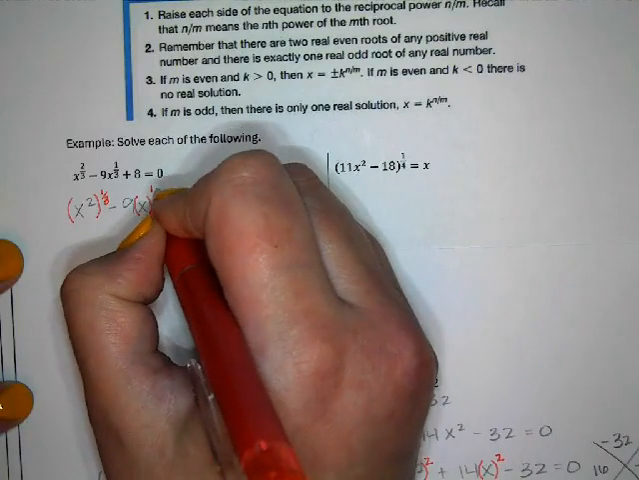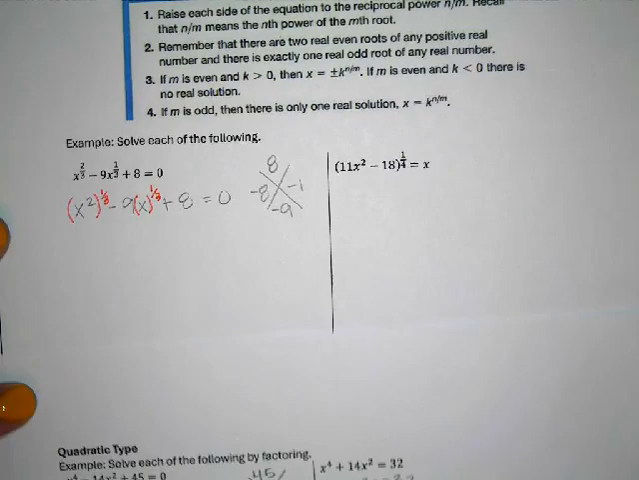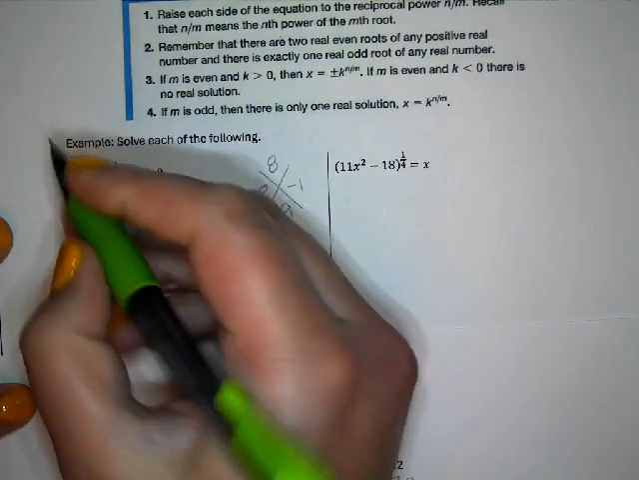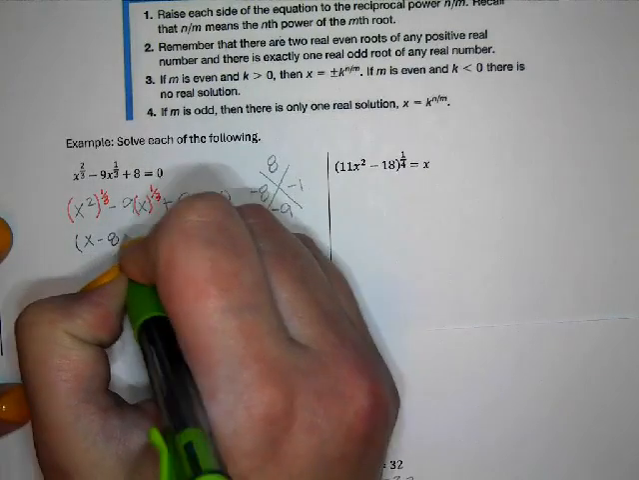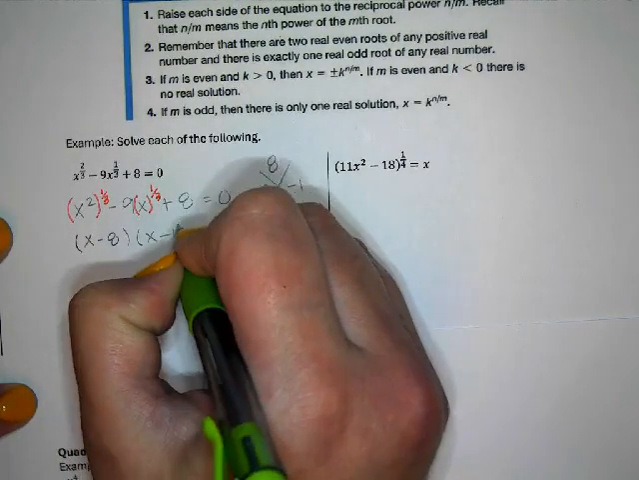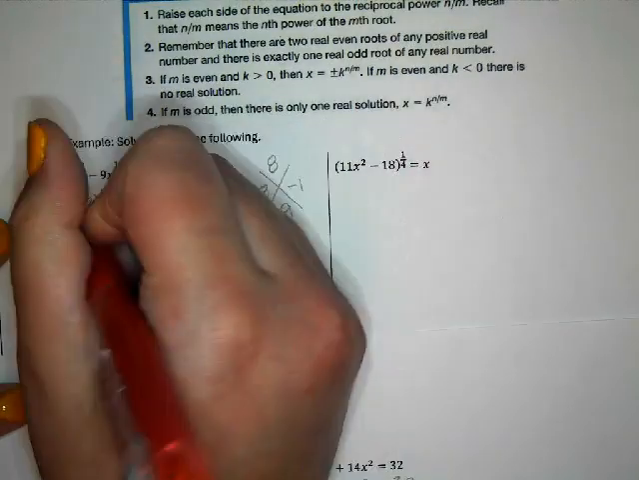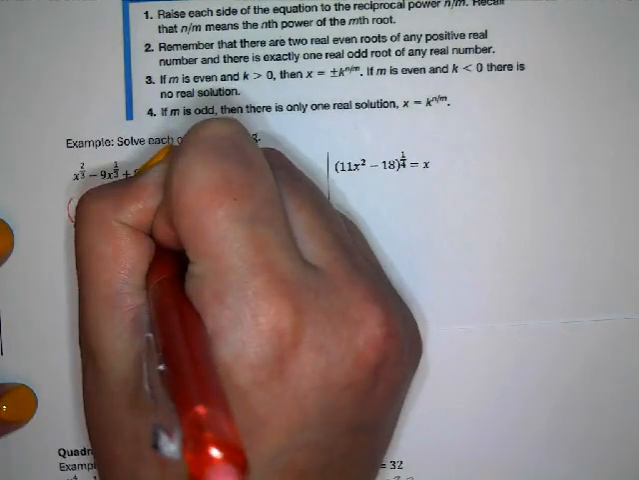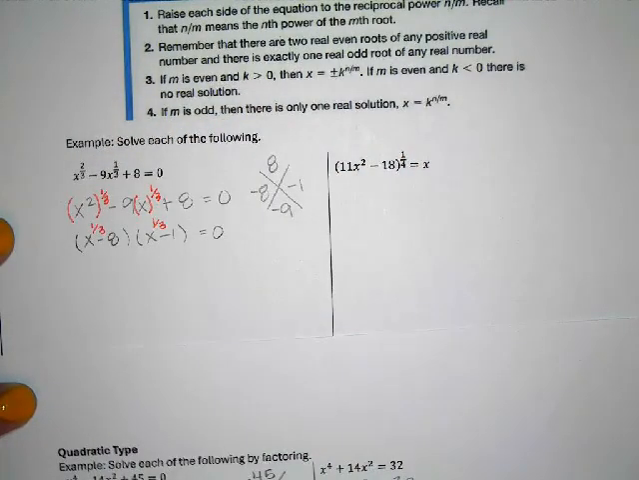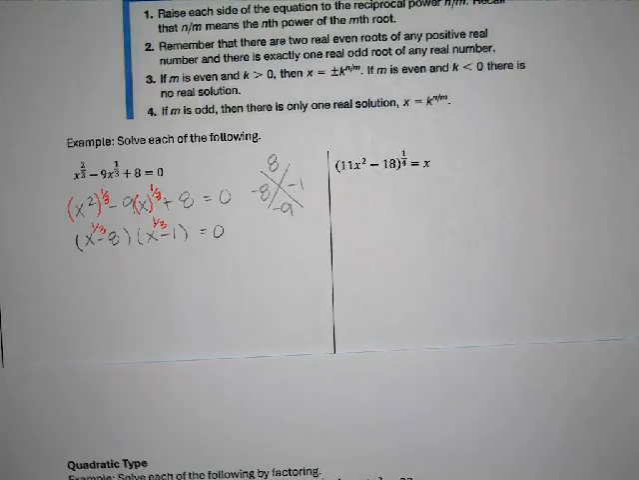So if I write my factors, x minus 8, x minus 1, then I'm just going to do the same thing. I'm just going to raise them to the 1/3. x to the 1/3 minus 8, x to the 1/3 minus 1. So to solve these, I'm just going to write that x to the 1/3 equals 8 and x to the 1/3 equals 1.